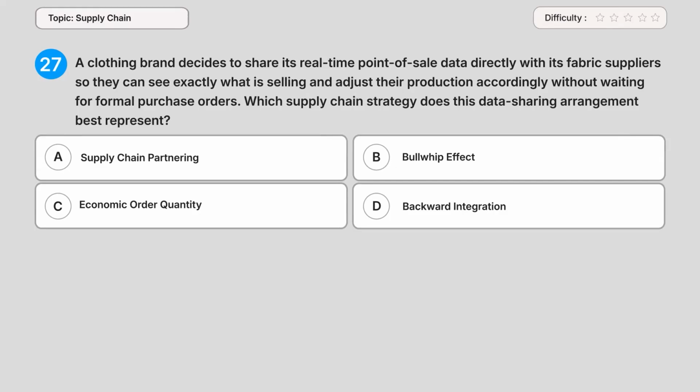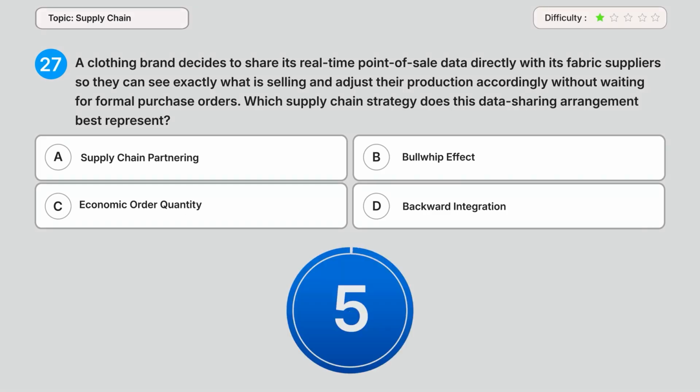27. A clothing brand decides to share its real-time point-of-sale data directly with its fabric suppliers so they can see exactly what is selling and adjust their production accordingly without waiting for formal purchase orders. Which supply chain strategy does this data-sharing arrangement best represent? A. Supply chain partnering. B. Bullwhip effect. C. Economic order quantity. D. Backward integration. Can you guess the answer?